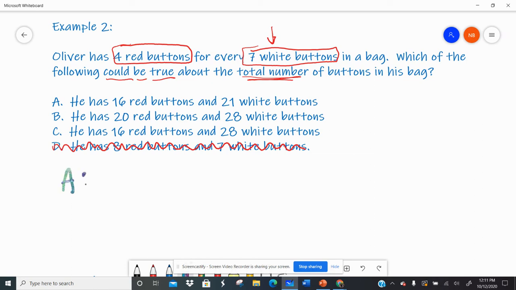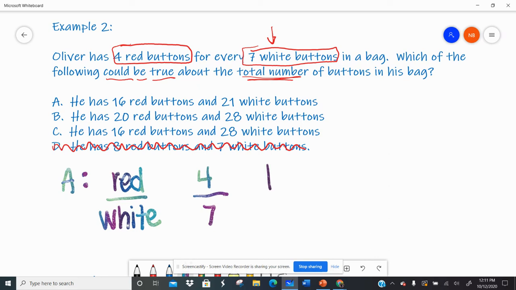Let's look at question A. And we just go, option A. We just look at each one all the way down. So let's make ourselves a key. Red to white. And I'm going to write it like a fraction, even though it's part to part. It's okay. It just makes it sometimes easier to see my thoughts. So 4 to 7.